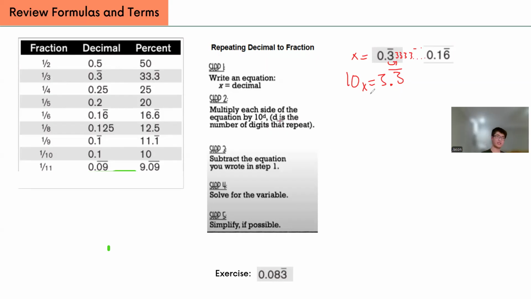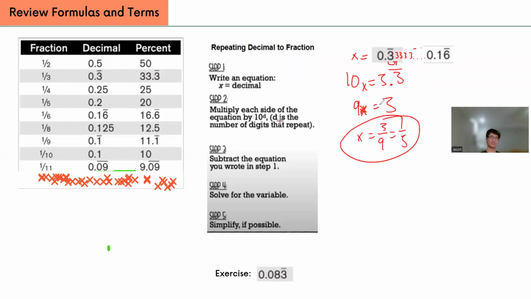And what you can do is just subtract these two equations, right? So 10x minus x is 9x, and 3.3 repeating minus 0.3 repeating, all of these threes in the end just cancel out, right? Up and down. All right, that's probably enough messing around with the board. But yeah, so here we have 9x equals 3. And then x equals 3 over 9, which is 1/3, right? So 0.3 repeating is just 1/3, right?